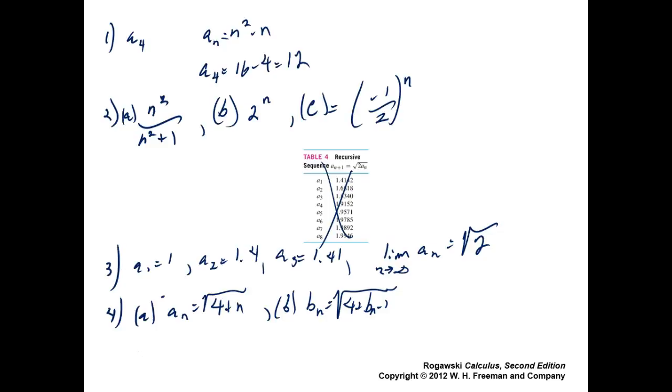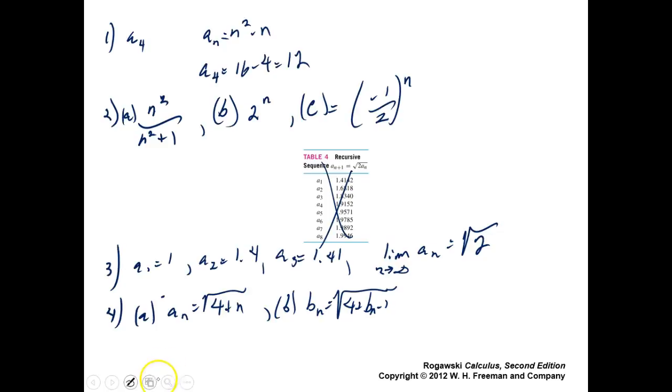Recursively means it uses the previous value. B obviously does. A is just using n. So B is defined recursively. It depends on the previous value, and that's B. Good for them.